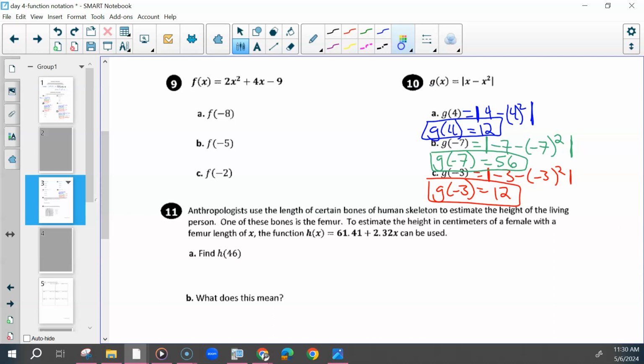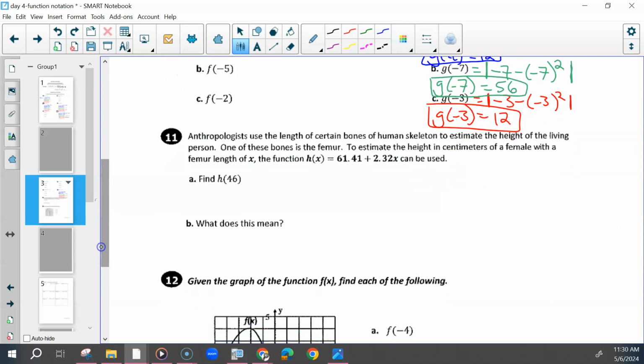Look at number 11. In this problem, anthropologists use the length of certain bones of a human skeleton to estimate the height of the living person. One of these bones is the femur. To estimate the height in centimeters of a female with a femur length of x, the function h of x equals 61.41 plus 2.32x can be used. We have to find h of 46. So this part is just the same. We're putting 46 into x.